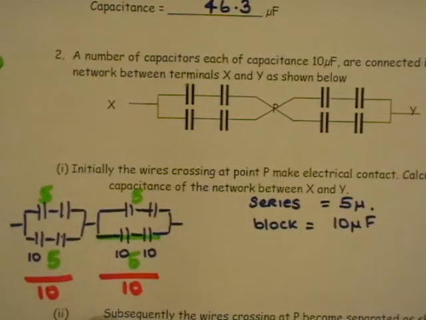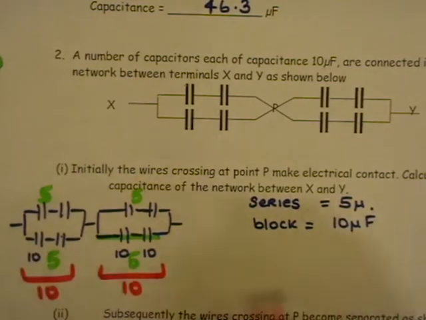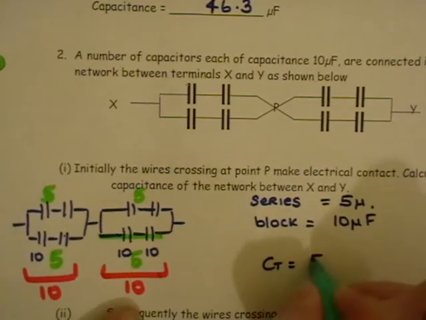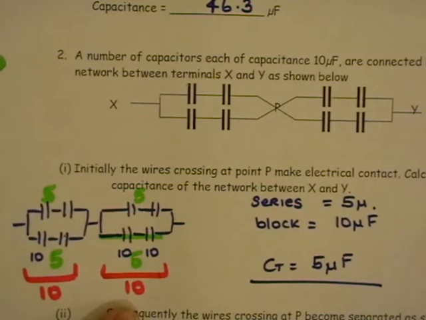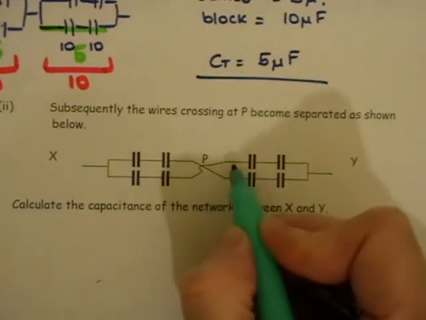They're in series with each other, and therefore, as before, when you add them in series, the answer is half of one of them. So the total capacitance is half of 10, which is 5 microfarads, and that's your answer there. The bottom one, same circuit again, but this time it's as if they're not joined.